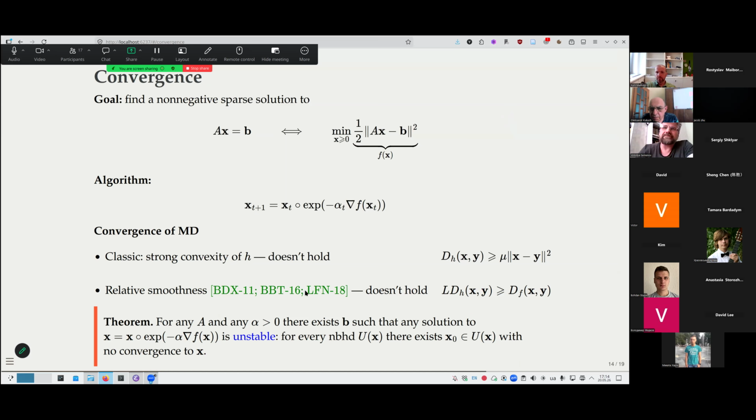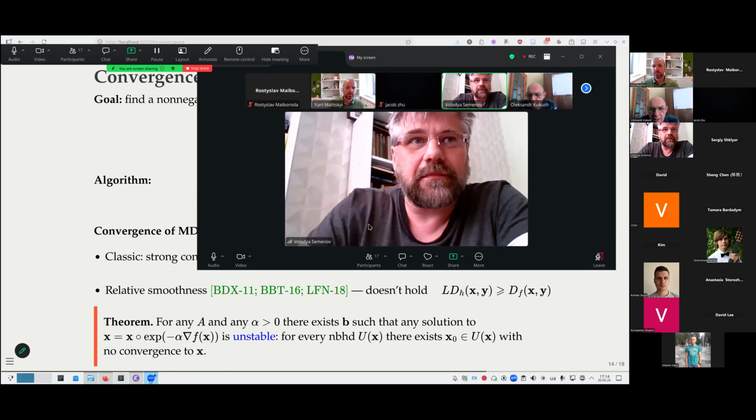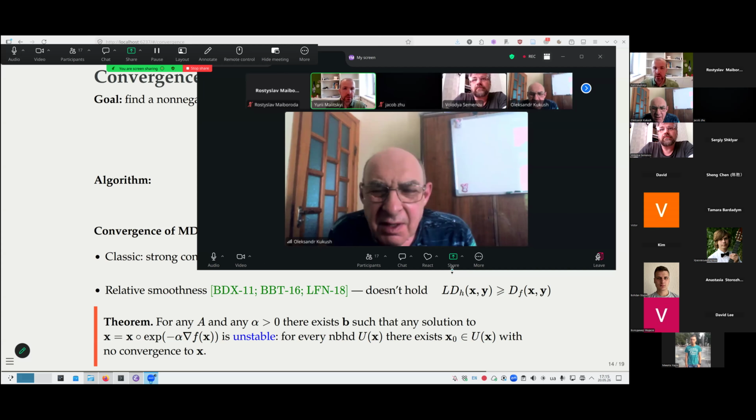Thanks. And this Pinsker inequality is about convex optimization. What is it about? It basically says that KL divergence is greater or equal than the square of the L1 norm. So KL divergence is greater or equal than total variation. Okay.